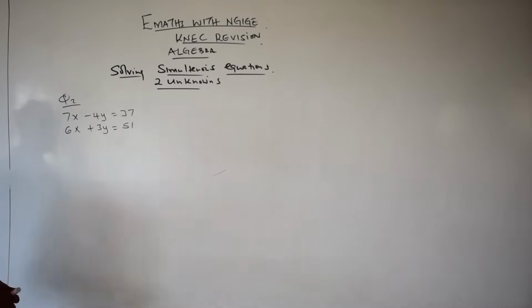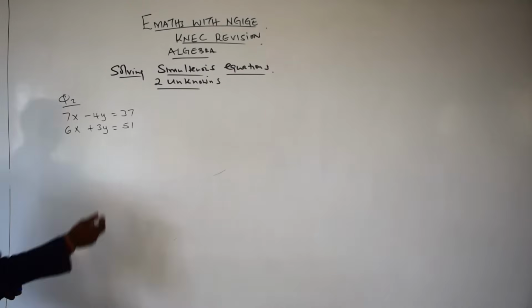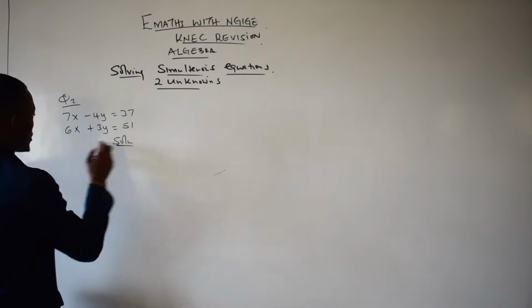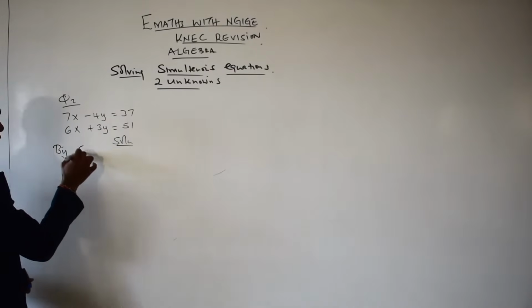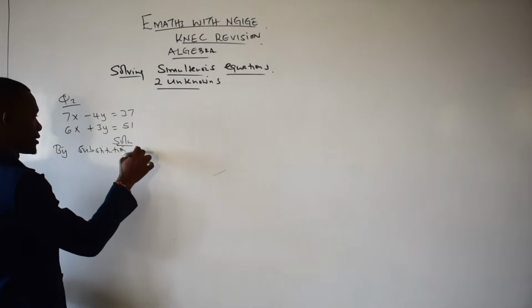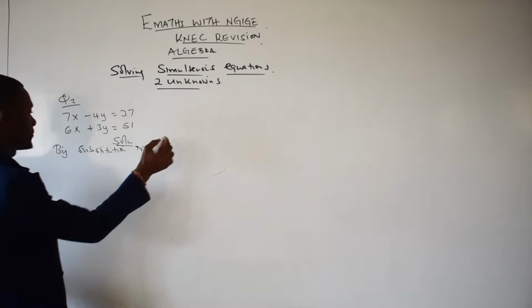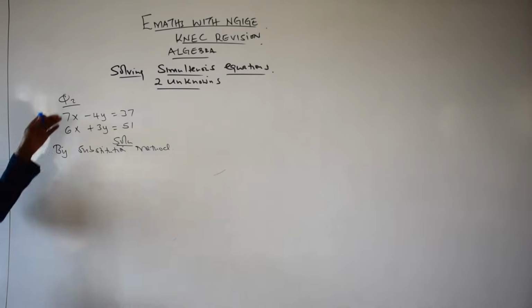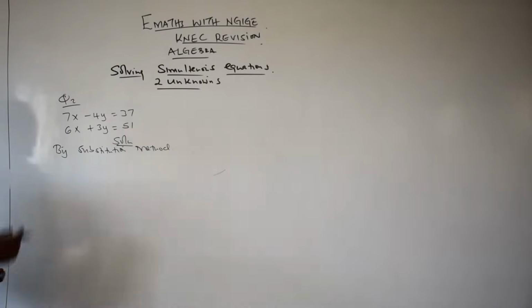So we check the second example. We have 7x minus 4y equals 37. Then we have 6x plus 3y equals 51. So the solution, by substitution. You remember we are using the substitution method in this one. So again, make one of the terms the subject of the formula. We can take the first one and make x the subject of the formula.